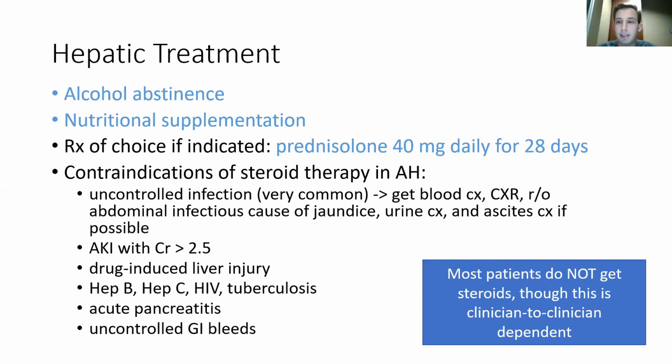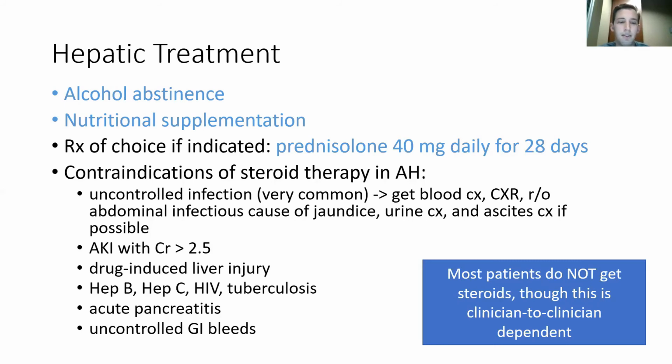But if you do need to initiate steroids in those severe cases, the steroid of choice is prednisolone for 28 days, 40 milligrams. It's important to note that it's prednisolone, not prednisone, because prednisone requires hepatic clearance. That is an important note you'll see on tests: you don't want to give them something that needs hepatic processing. Prednisolone is an active form, but there's a billion contraindications to starting steroids.